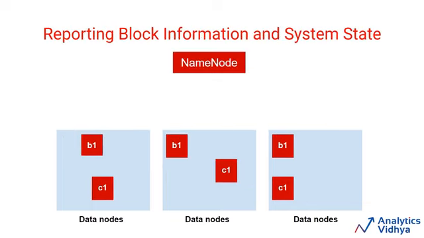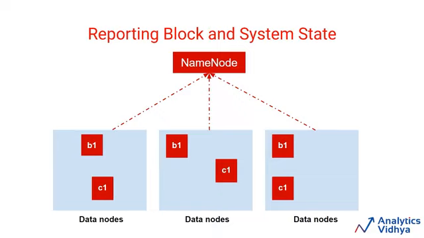The next function is that the data node reports block information and system state to the name node. During normal operation, data nodes send information, also called heartbeats, to the name node to confirm that the data node is operating and the block replicas it hosts are available. The default heartbeat interval is 3 seconds. If the name node does not receive a heartbeat from a data node in 10 minutes, the name node considers the data node to be out of service and the block replicas hosted by that data node to be unavailable.